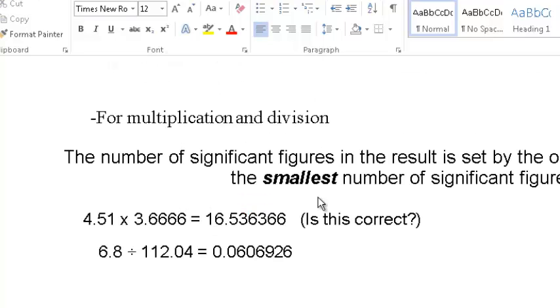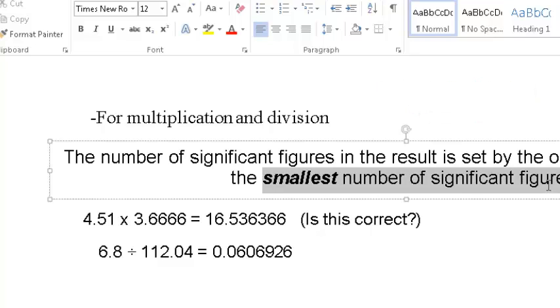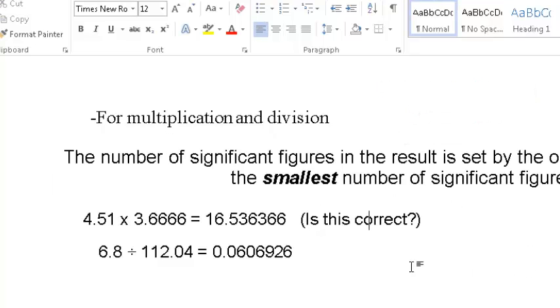How do we deal with sig figs when we're talking about multiplication and division? Again, we're going to use what's called the weakest link. This time we're not looking at the decimals, but we're looking at the actual number of sig figs. The original number with the smallest number of significant figures, that's what you want to report.